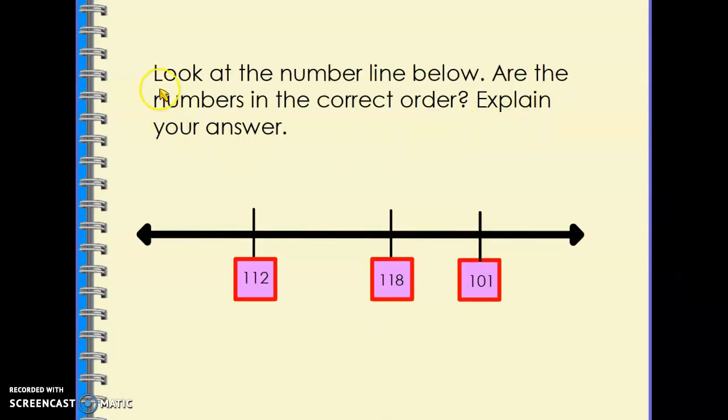All right, let's look at this problem right here. It says, look at the number line below. Are the numbers in the correct order? Explain your answer. So remember, on the number line, we always go from least to greatest. So let's look at our numbers. 112, 118, 101. So are these numbers in the correct order of least to greatest?